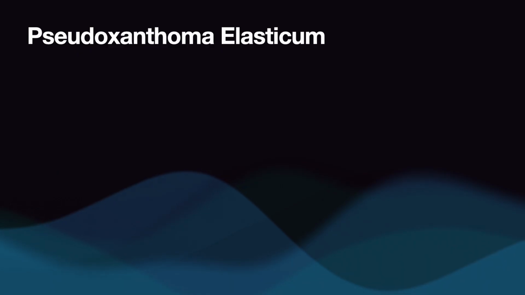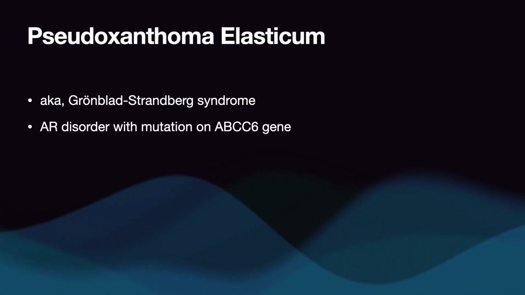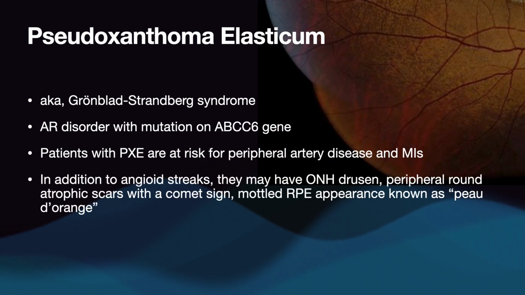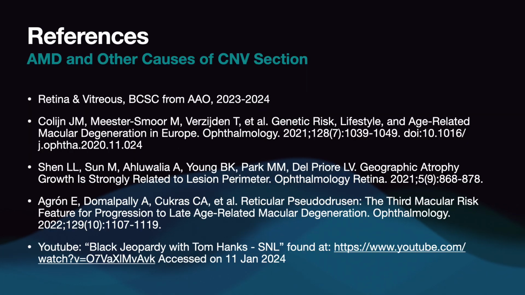We'll talk about pseudoxanthoma for just a moment, also called that name that I can't say. Autosomal recessive disorder, mutation of the ABCC6 gene. I've only gotten those genetics back positive once, no, maybe twice. They're at increased risk for peripheral arterial disease and MIs. And in addition to angioid streaks, they may have optic nerve head drusen. They may have this comet sign thing, the mottled RPE appearance known as peau d'orange. And then they also get on their skin this plucked chicken appearance, like around the neck and axillary areas.